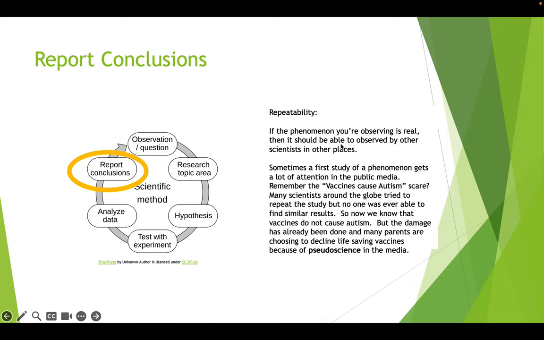So if the phenomenon you're observing is real, then it should be able to be observed by other scientists in other places. Sometimes a first study of a phenomenon gets a lot of attention in the public media. Do you remember the vaccines cause autism scare? Many scientists around the globe have tried to repeat that study, but no one has ever been able to get similar results. So we know that vaccines do not actually cause autism.